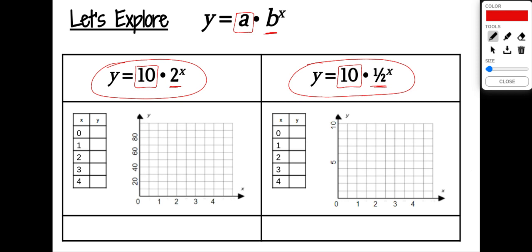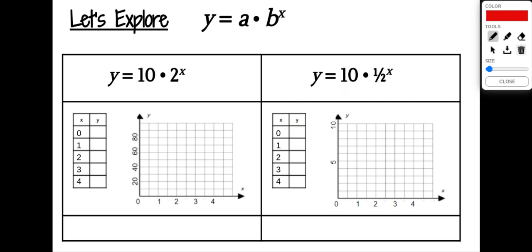So we can see here in the first one, we're multiplying by 2, and in the second one, we're multiplying by half. So we're going to explore what do these two exponential functions look like if we graph them on a coordinate plane, and what do the numbers in the function actually tell us. Okay, so let's start off with the one on the left. So what we're going to do is come up with some points that are going to help us graph this function. So we're going to start off by just plugging in 0 for x into the function.